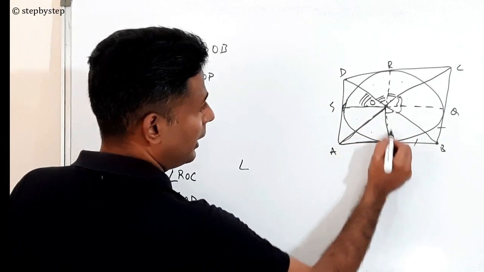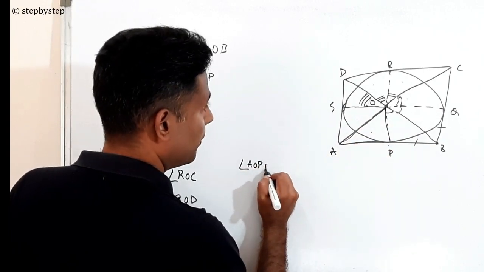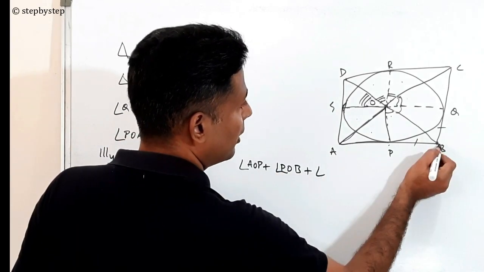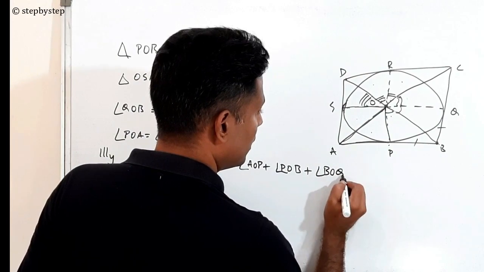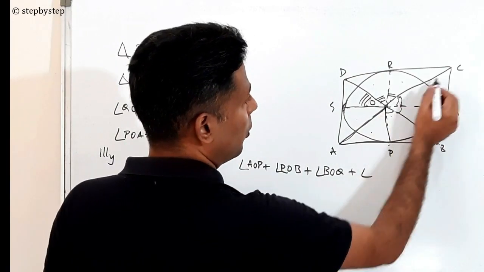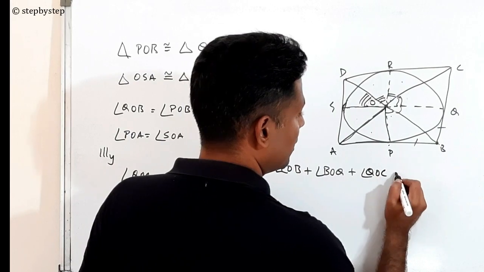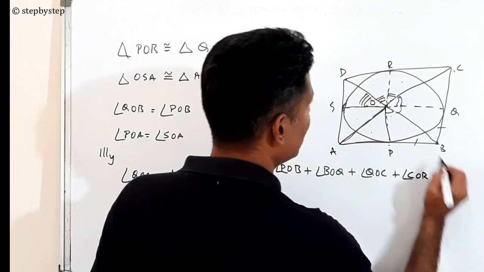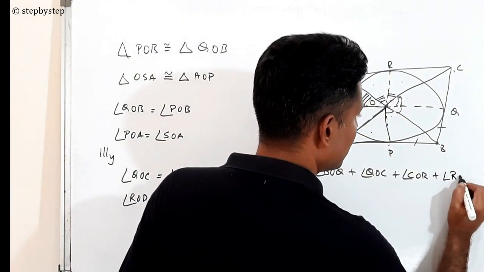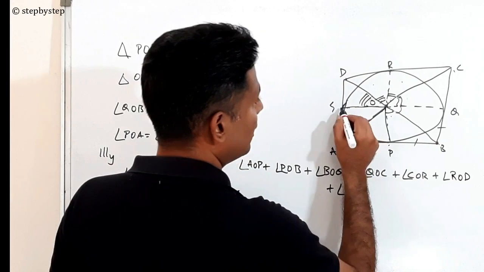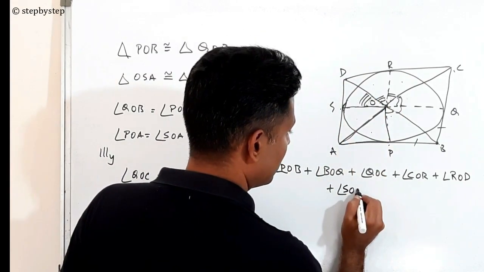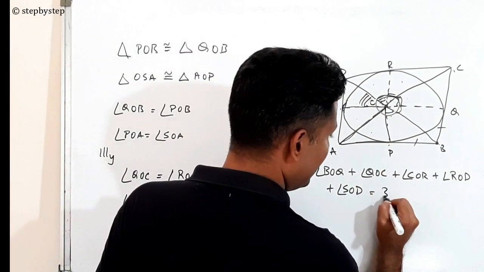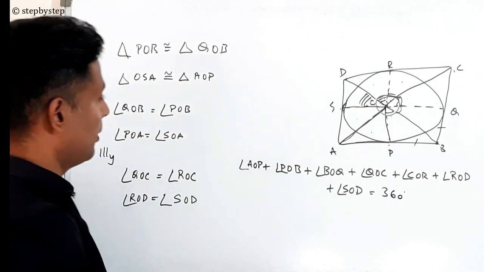But now what do we have? Angle AOP plus angle POB plus angle BOQ plus angle QOC plus angle COR plus angle ROD plus angle SOD. Sum of all these angles is how much? 360 degrees, right?